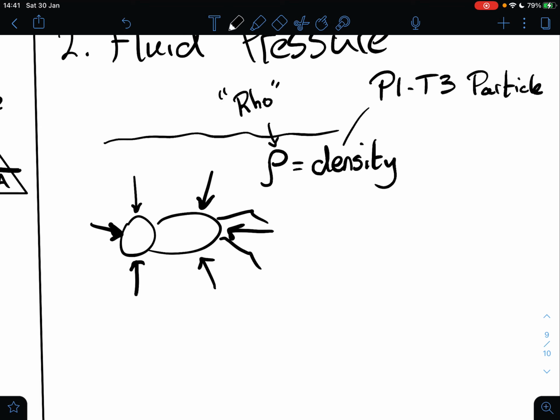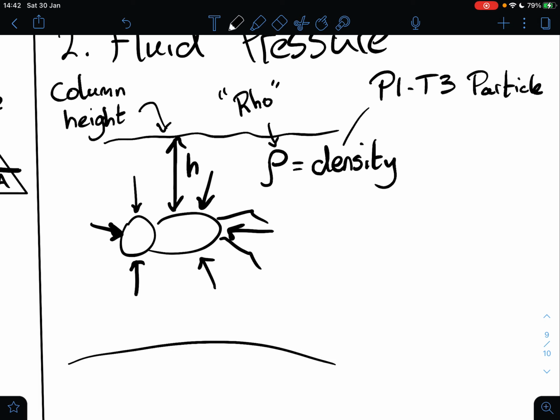Okay, so water has a density. Also, we have height, the column height. So column height. I may have spelt column wrong. Who knows? We have column height. Okay, and the deeper we go, the bigger that height. And finally, pulling all of that down, obviously to the centre of the earth, is gravity.